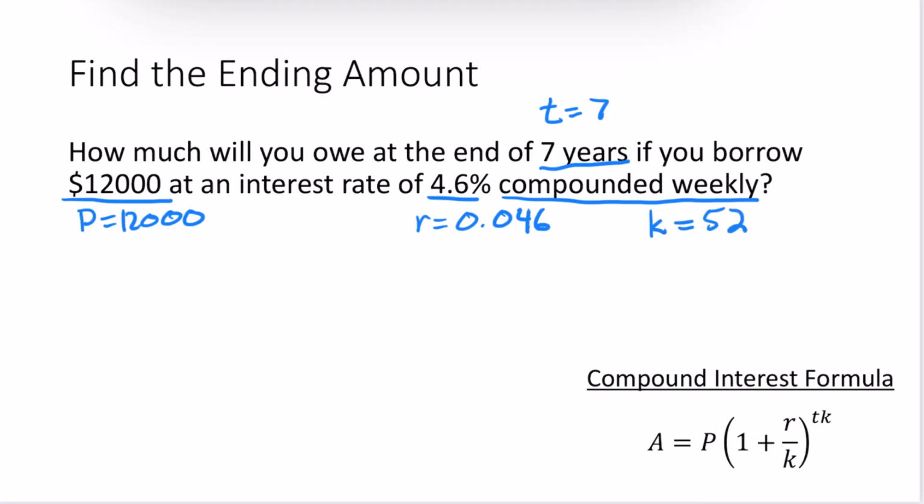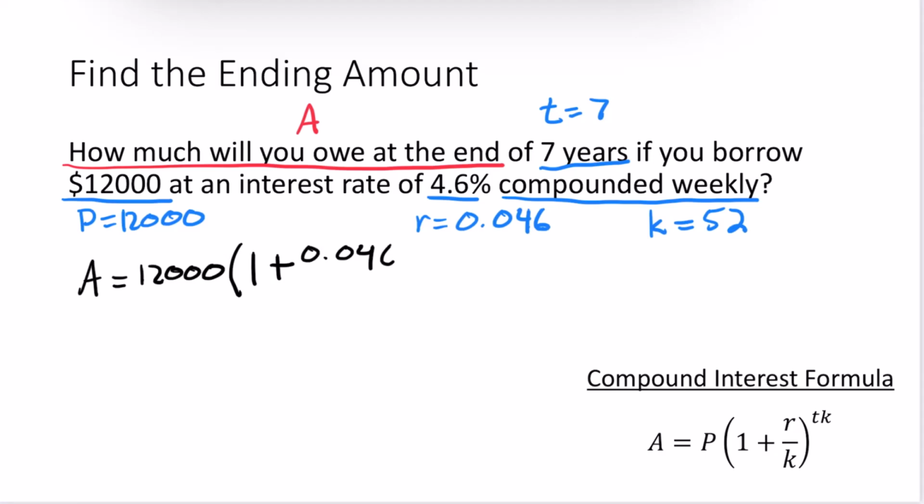weeks in the year. So to calculate out the thing I need to know, which is how much will I owe at the end, so in other words, I'm looking for A because that's the ending amount. To calculate this, I just need to plug everything I know into the formula. So I would say, okay, well, A equals my original amount that I borrowed, which is $12,000, times 1 plus my total interest rate for the entire year, which is 0.046, divided by the number of weeks in the year, because that interest is going to be compounded every week. And then I'll raise this to an exponent of 52 times 7.